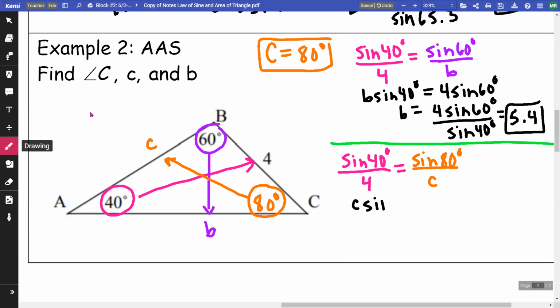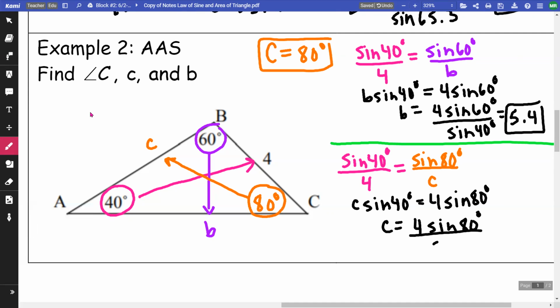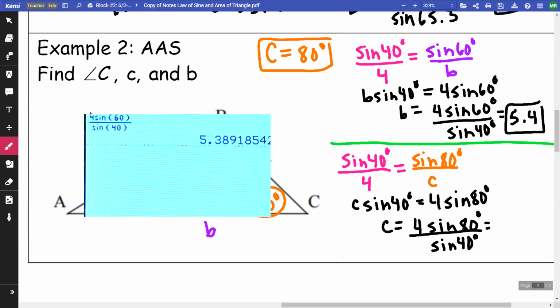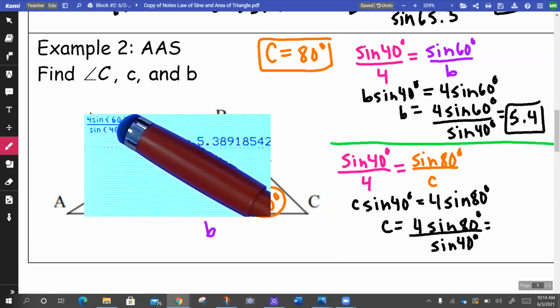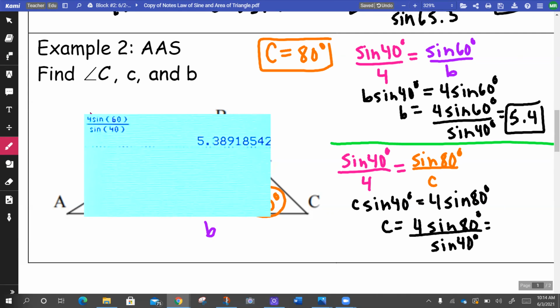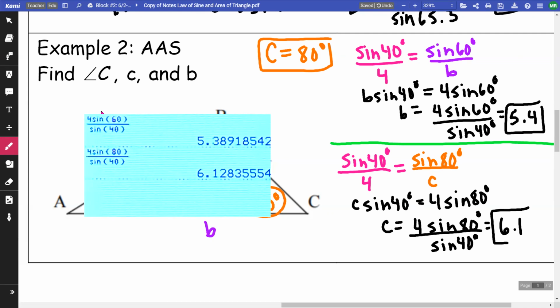So c sine of 40 degrees equals 4 sine of 80 degrees. Divide both sides by sine of 40. So 4 sine of 80 degrees divided by sine of 40 degrees. I'm going to put that in my calculator. Now, again, you'll notice that it's almost the same, except for that 60 needs to now become an 80. So I'm going to hit second and enter, and then I am just going to come up here and change this to an 80. And I get 6.1. And that's little c.